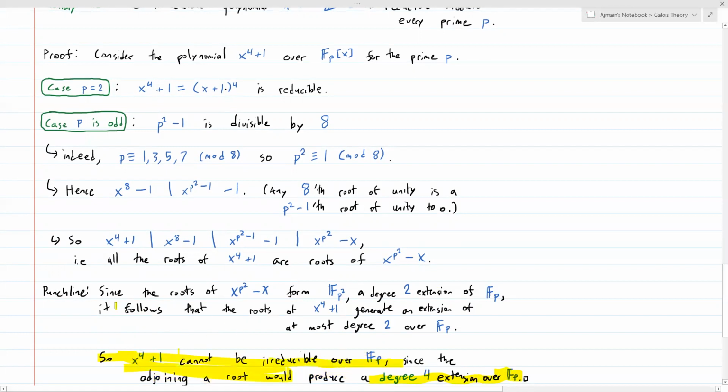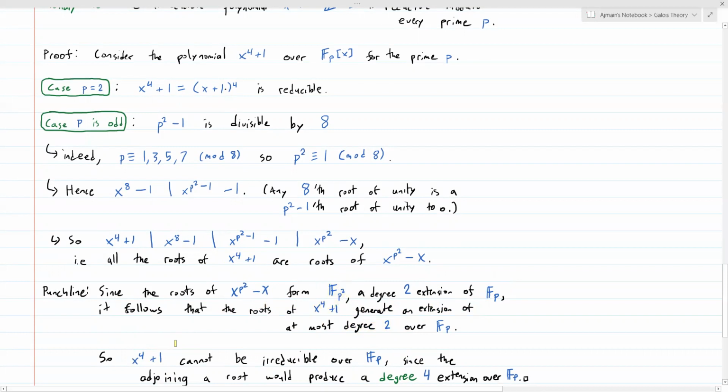Before I talk about the contradiction, let me just go back to this. The roots of x to the 4th plus 1 generate an extension of degree at most 2 over F_p. The reason for this is that the roots are contained in this degree 2 extension. So the roots of x to the 4th plus 1 can only generate a field that's contained in F_p squared. So the roots can only generate an extension of degree at most 2, because it has to be a subfield of F_p squared.